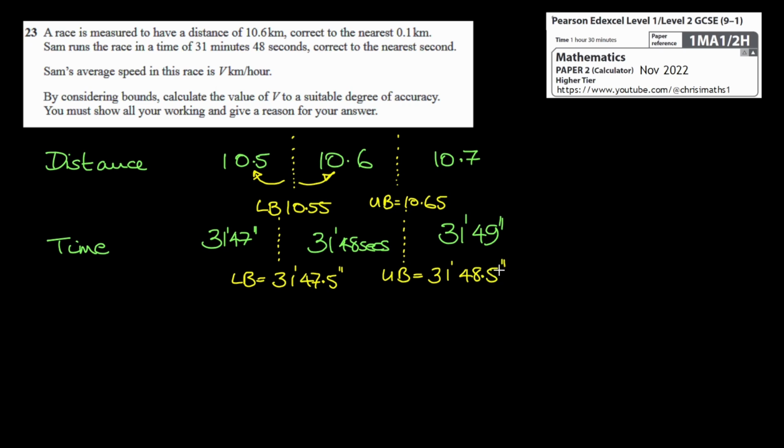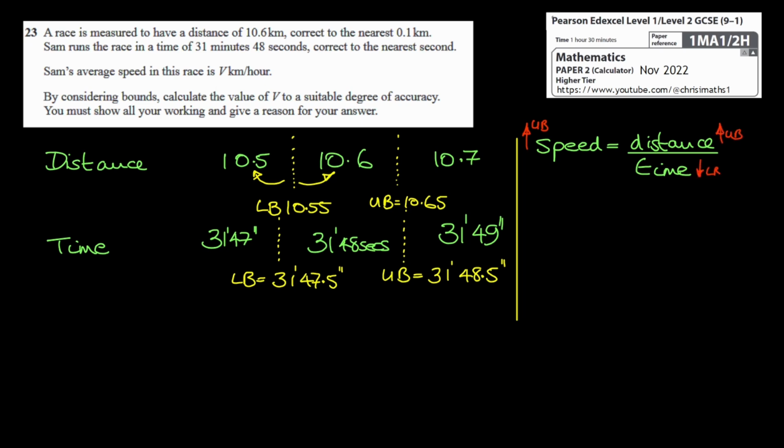48.5 seconds. Now, if we want the upper bound of speed, which means we need the upper bound of distance, but the lower bound of time, because after all, if time is lower, the fraction goes up. So the upper bound of speed, we need the upper bound of distance divided by the lower bound of time. Now, the speed is going to be quoted in kilometres per hour, so we're okay for the distance, but we need to convert these two into hours.